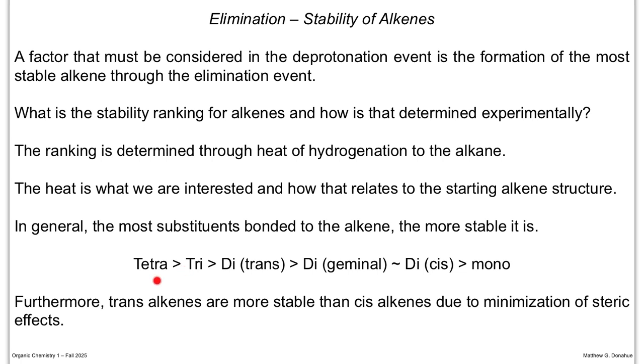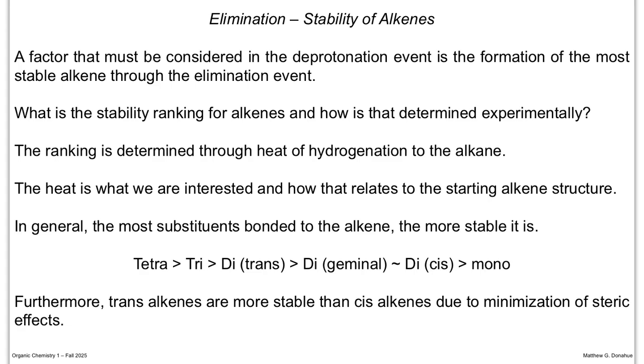So tetrasubstituted alkenes are the most stable, followed by trisubstituted, and then there's 3 different flavors of disubstitution: trans, geminal, and cis. Geminal means same. That's where the substituents are on the same carbon. And then monosubstituted. So when you evaluate which beta hydrogen is going to get abstracted, you predict the percent major versus minor based on this trend here.